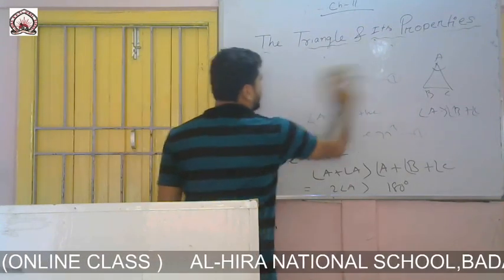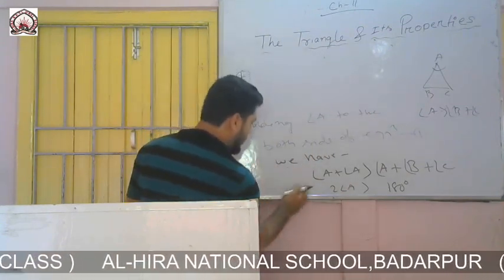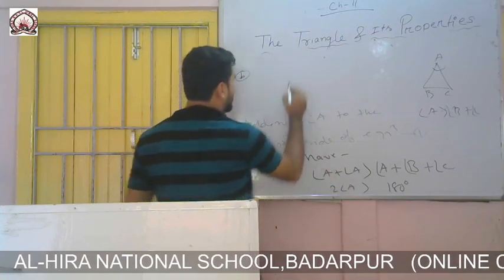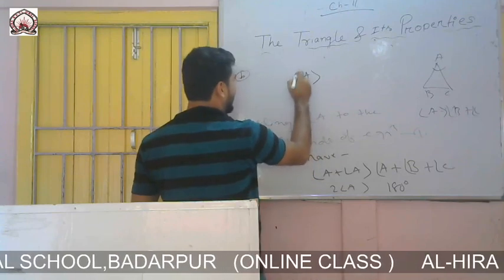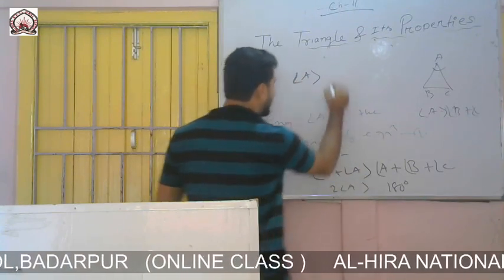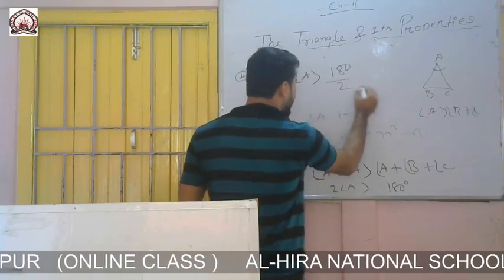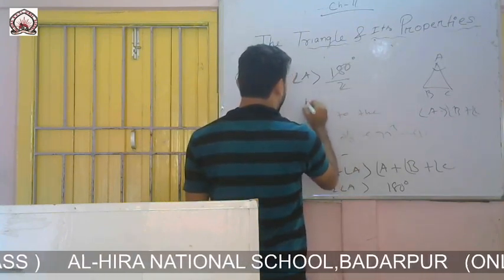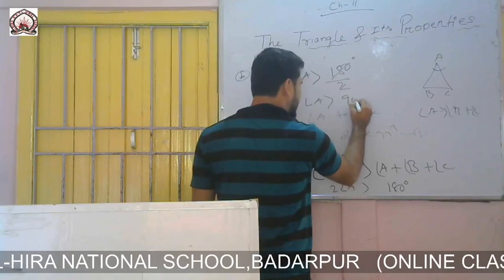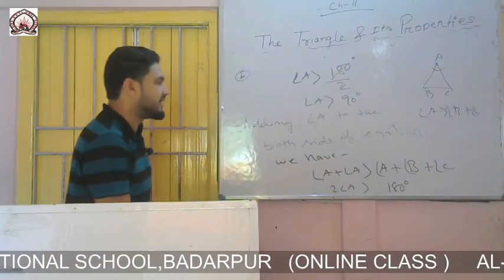Now you see, don't give an equal sign. Now we write angle A greater than 180 degrees divided by 2. Now if I cancel, then I will get angle A greater than 90 degrees. Angle A greater than 90 degrees.